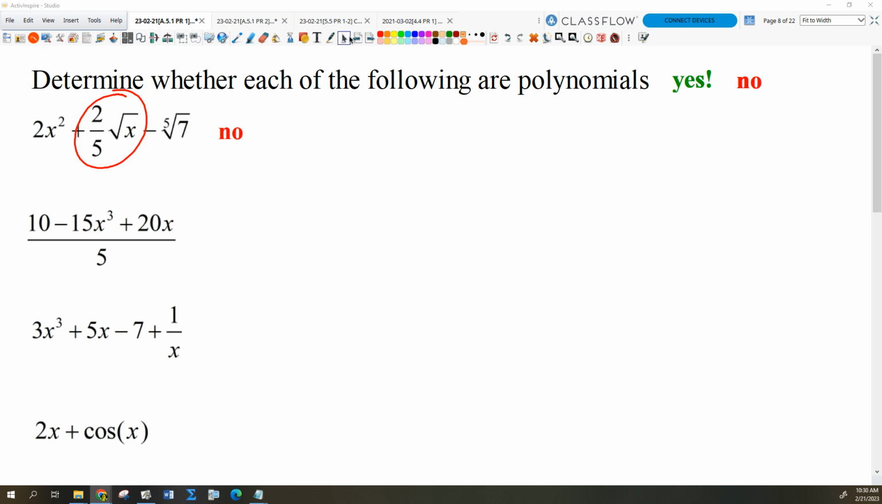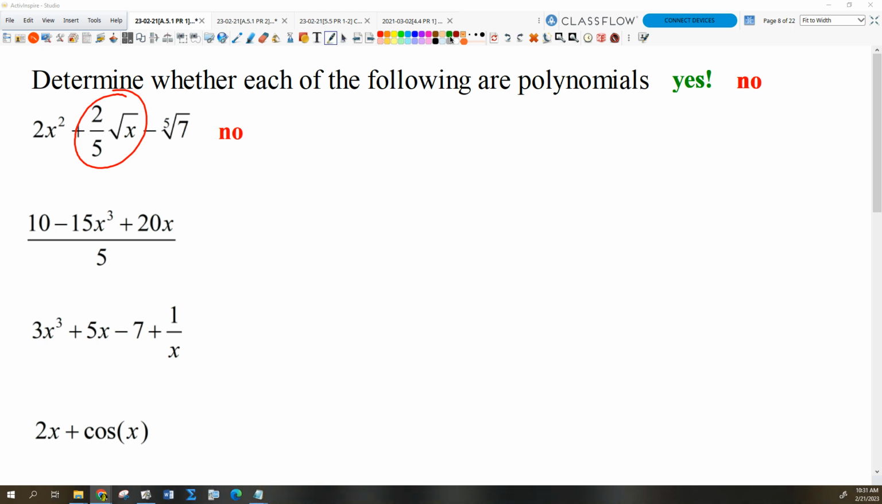Okay, what about the next one? Is it a polynomial? Now, these may not all be in simplified form, but if I simplified it, would this be a polynomial? Yeah, everybody agree? That one works, doesn't it? Look, I could just divide each of those terms by 5, and then I could rearrange them to write it in standard form. Let's do that.